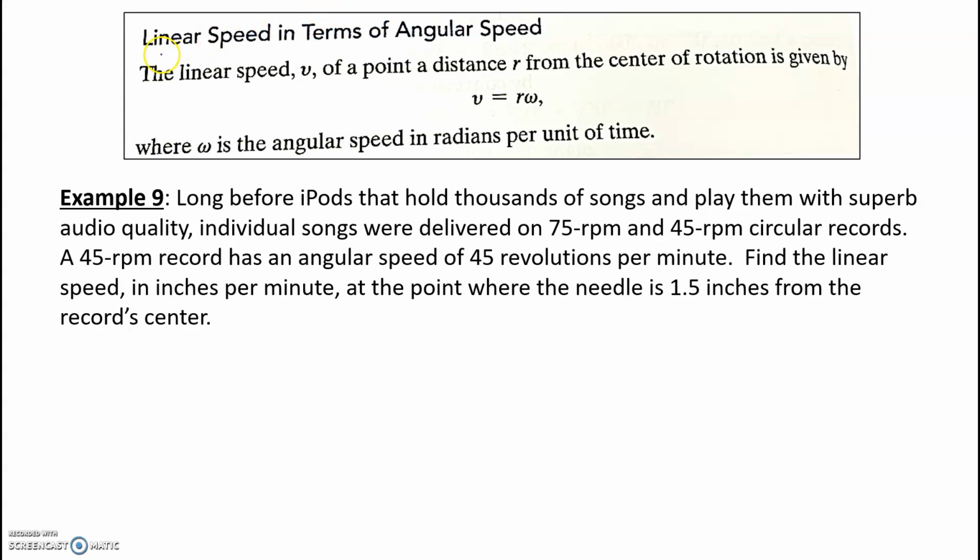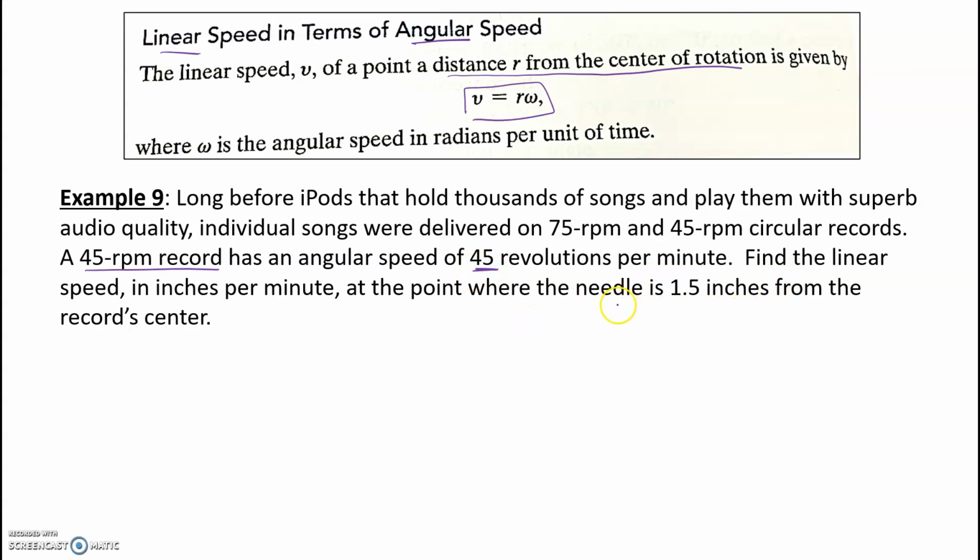You can toggle back and forth between linear and angular speed with this formula. To get linear using angular, you have to take angular and multiply it by the distance from the center of rotation. So in this one, it's talking about iPods, and it says before iPods were a thing, we actually had records. They had something called a 45 revolution per minute record, and that's what RPM stood for, revolutions per minute. That's the angular speed here, 45 revolutions per minute.